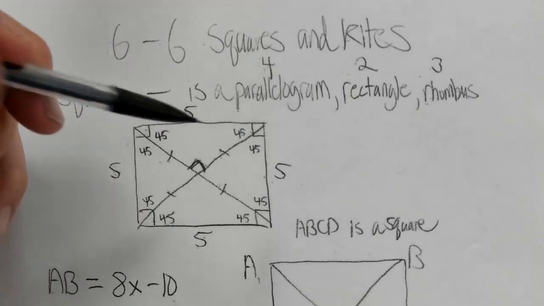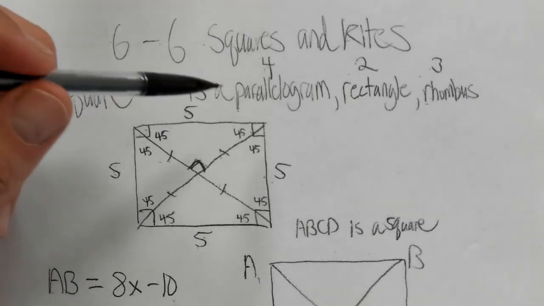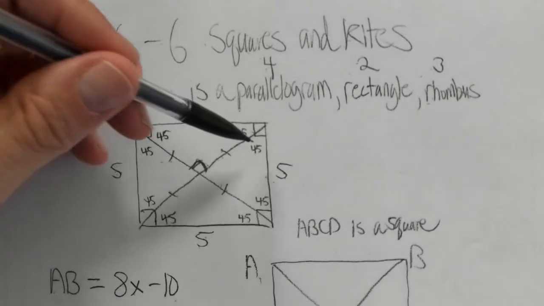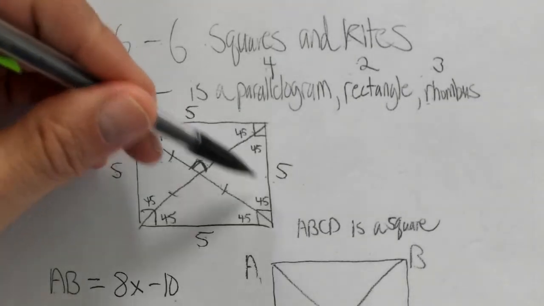And the other property, let's see, what was it? Same length. We just did that. Let me look at it. The diagonals are perpendicular. Oh yeah, the diagonals are angle bisectors. So all the 90s get cut in half to 45.